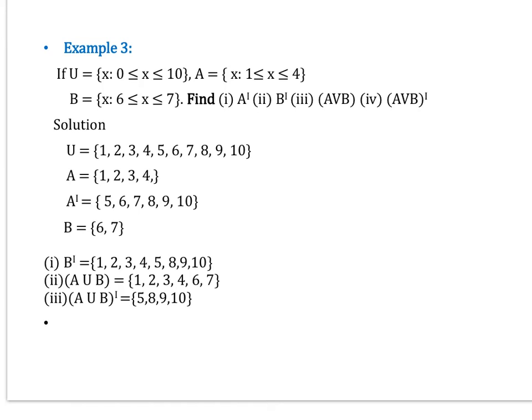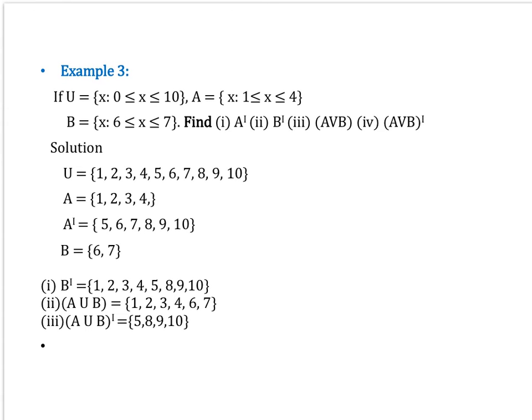So we're now asked to find (i) A prime, that is the complement of A, (ii) B prime, (iii) A union B, and (iv) A union B prime. This is for this and this is for this. So we solve. Solution. The universal set is {1, 2, 3, 4, 5, 6, 7, 8, 9, 10}. That's numbers 1 to 10.